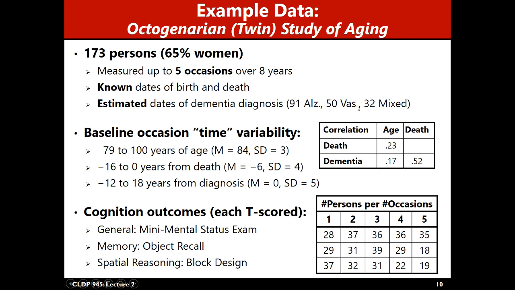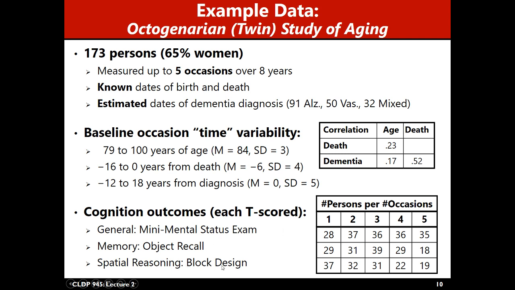There's 3 different kinds represented. And at baseline, at the first occasion, here is the correlation between years on the planet, years to death, and dementia. So death and dementia are related at 0.52, but the others are not. So it's not necessarily that the people who are older in the sample are more likely to die sooner. So there's 3 different time metrics that we're looking at. At the first occasion, they range from about 80 to 100 in years of age, from about -16 to 0 years from death. And yes, there were instances of people who died like a few days after their first occasion. And from anywhere from -12 to 18 years past diagnosis, which means some people were already diagnosed when they started the study. Some people didn't get diagnosed until about 12 years later.